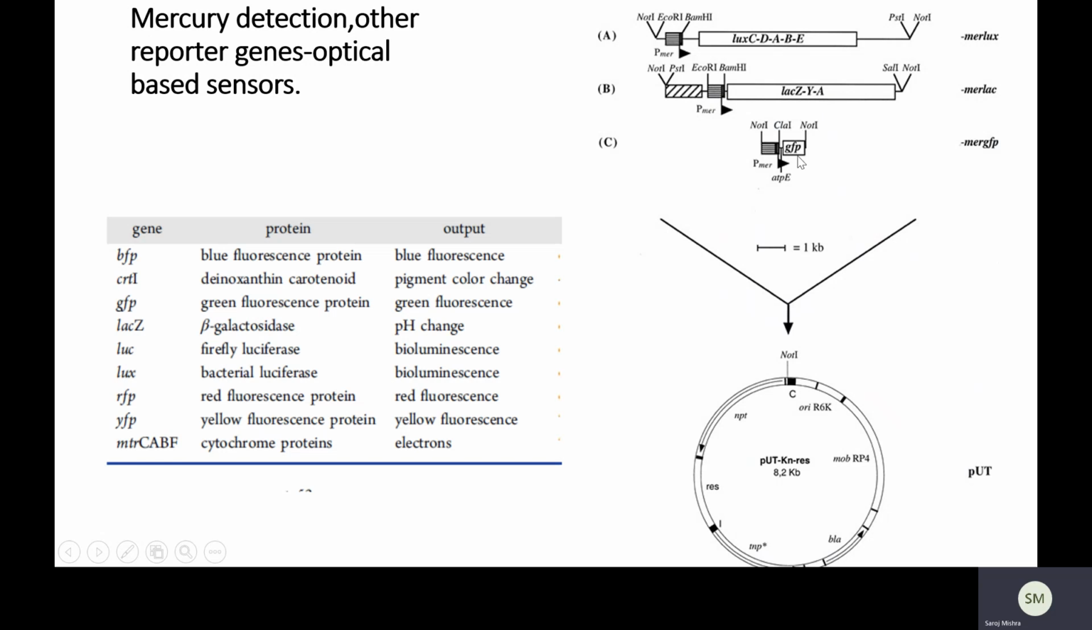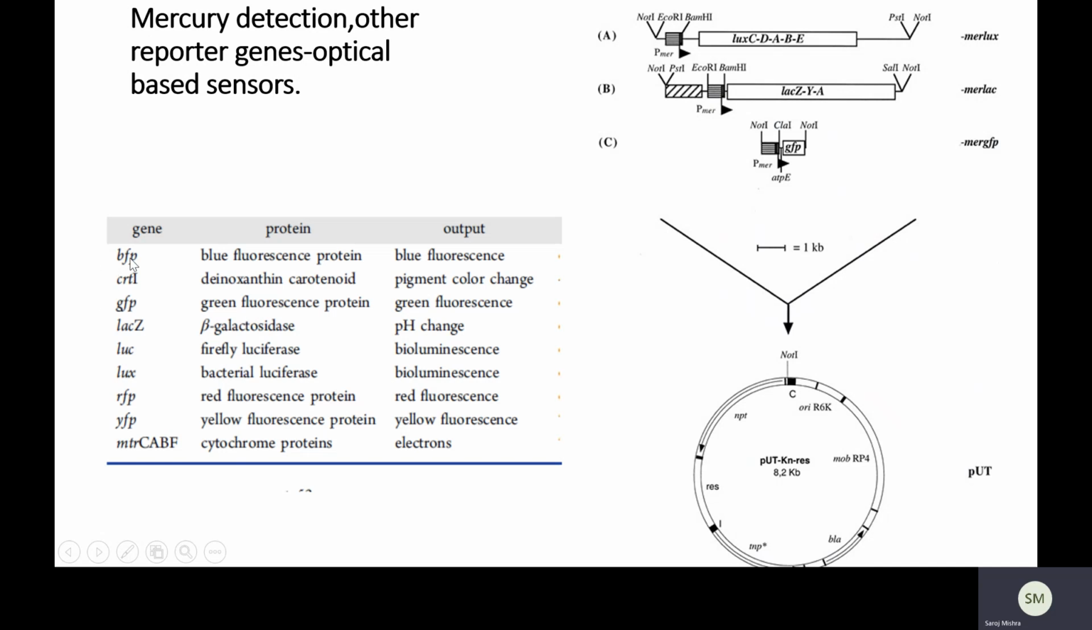Similarly, you have the green fluorescent protein, which is shown here. So instead of measuring luminescence, you could be looking at the fluorescence now, which is coded for by the GFP. In a similar manner, there are a large number of other reporter genes which are shown here. All of these belong to the category of optical based sensors.